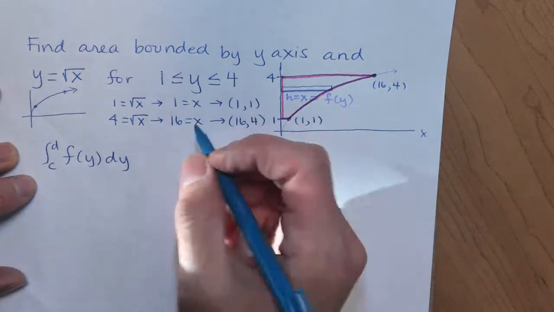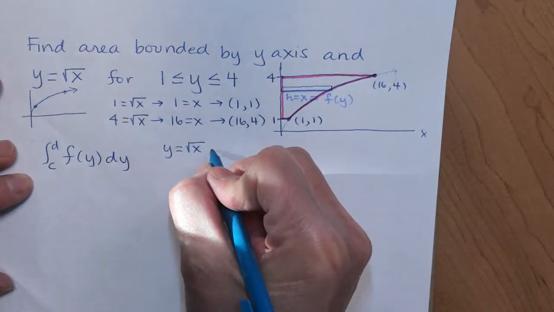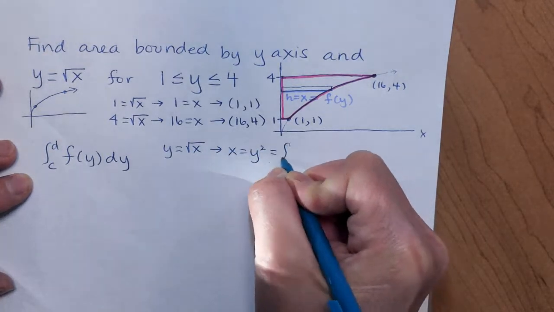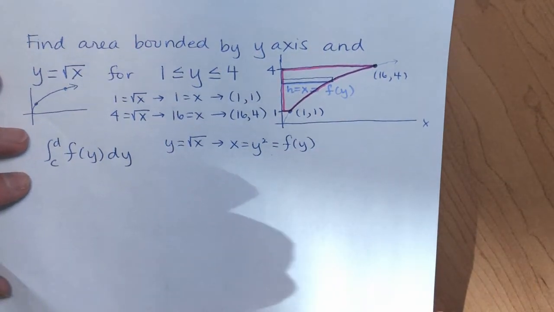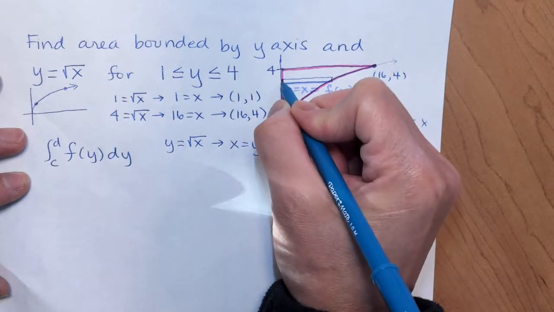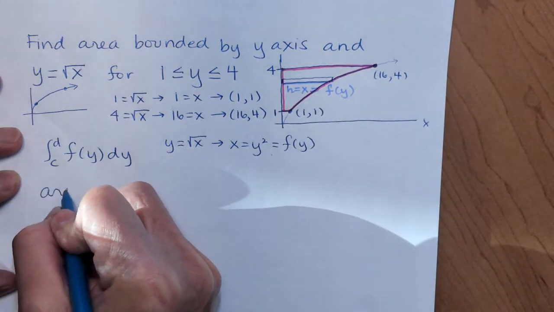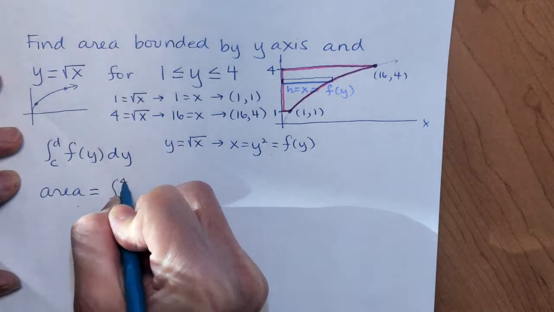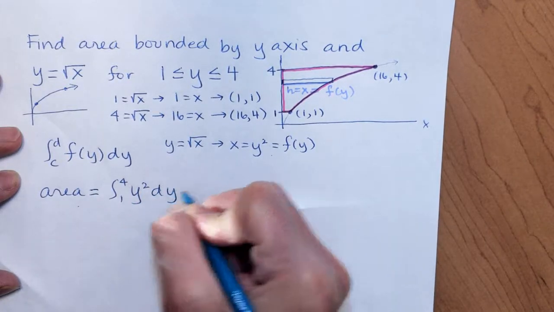So I'm going to go to my equation. y is the square root of x. What does that mean? That means that x is y squared, and that is f of y. So now I'm ready to set up my integral. Of course, the base of my rectangle is my dy, or delta y. So the area bounded by this curve and the y-axis is the integral from 1 to 4 of y squared dy.